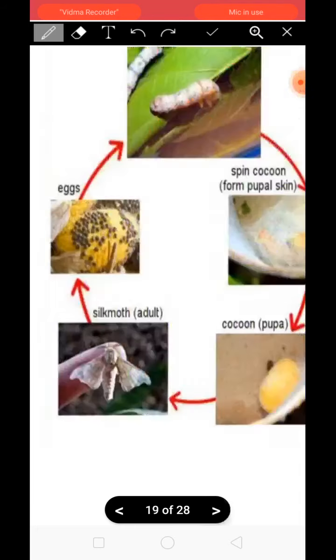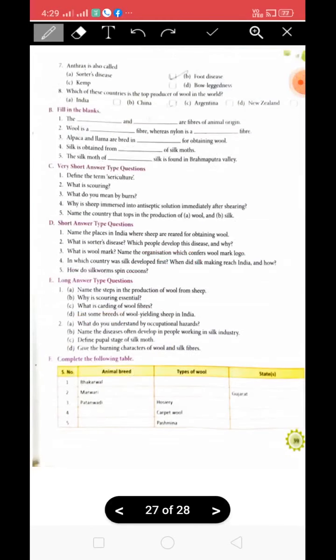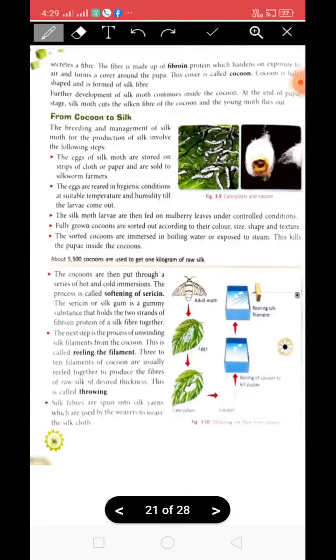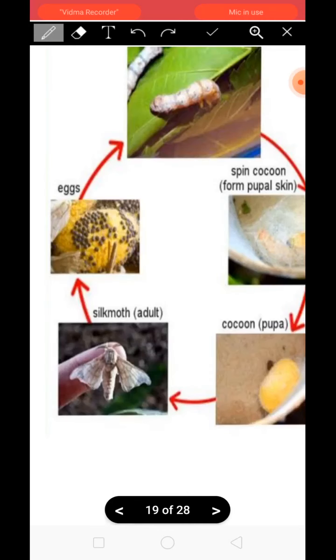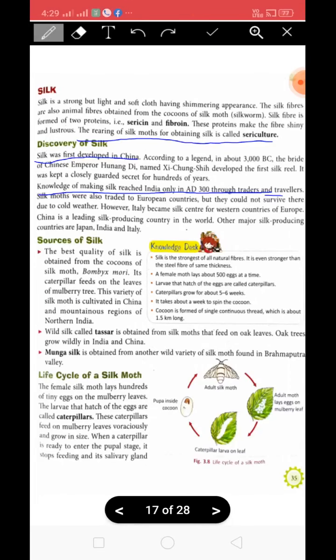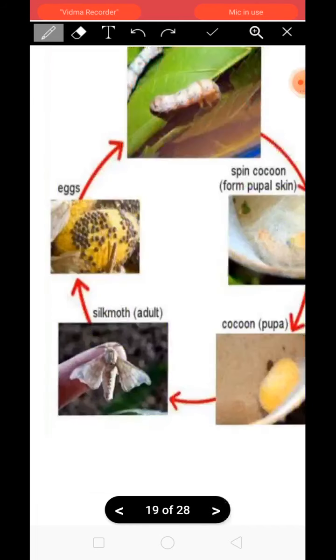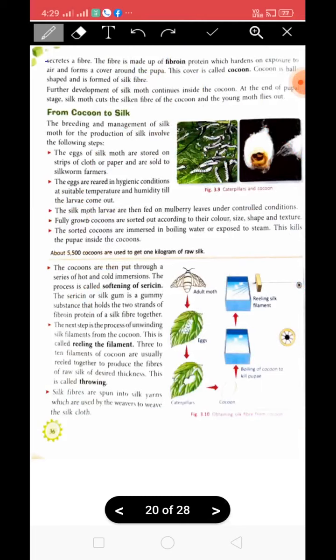Next is question number 5. How do silkworms spin cocoons? See over here. At the pupa stage, it stops feeding and its salivary gland secretes a fiber. This fiber is made up of fibroin protein which hardens on exposure to the air and forms a cover around the pupa. This cover is called cocoon. This is your answer.